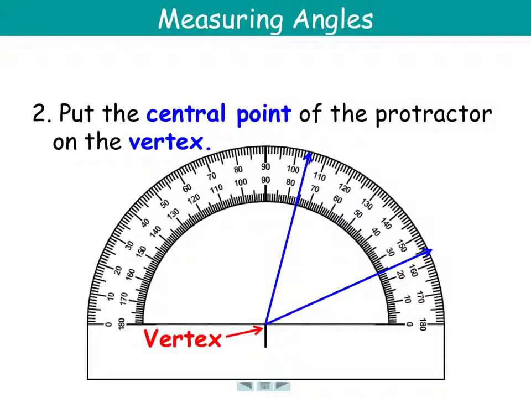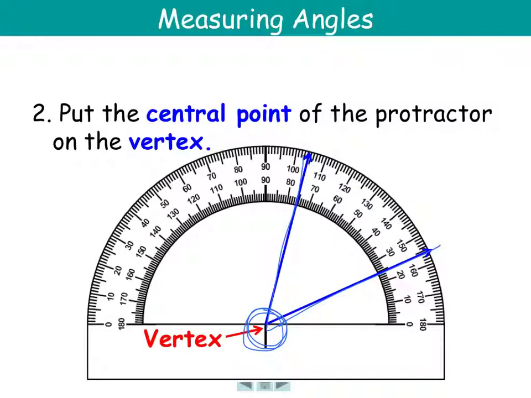So to measure an angle, all we need to do is put the center point of the protractor on the vertex, okay? So our center point of our protractor should be on the vertex. Now you can still tell my angle here is in the blue. So from there to there, that's in there. And my vertex is on the center point.